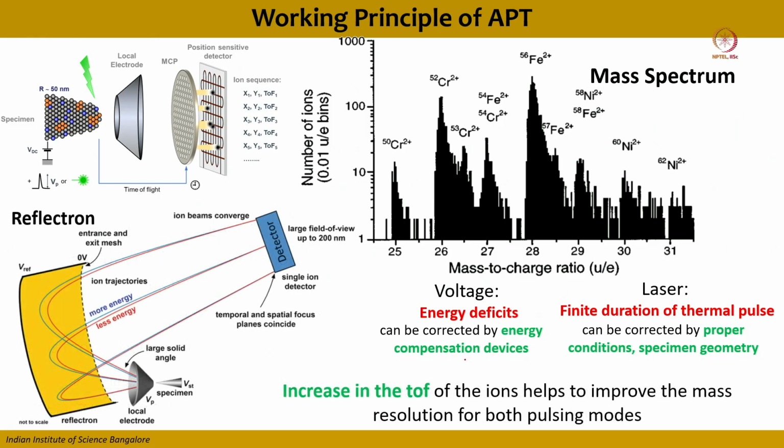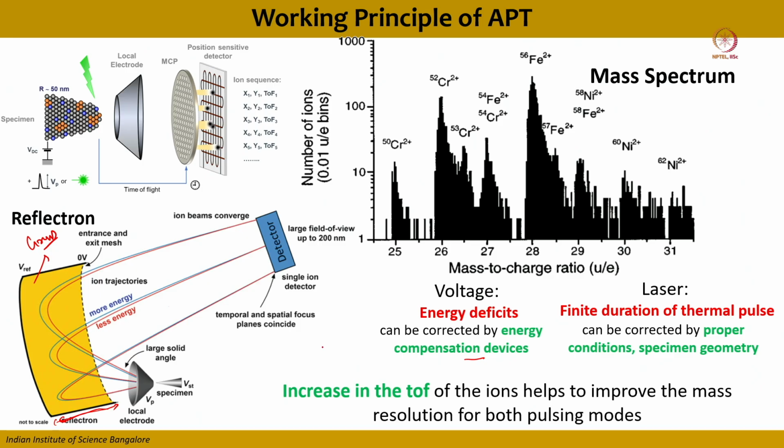So for energy compensation devices, as you can see, this is typically a grid with a change in the electric field as you go into the grid. This is called a reflectron.